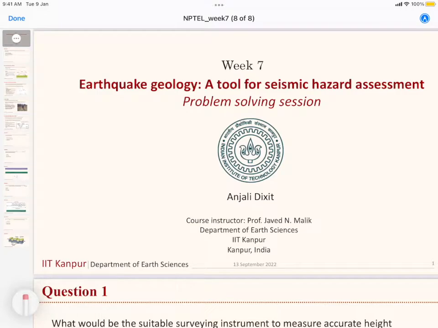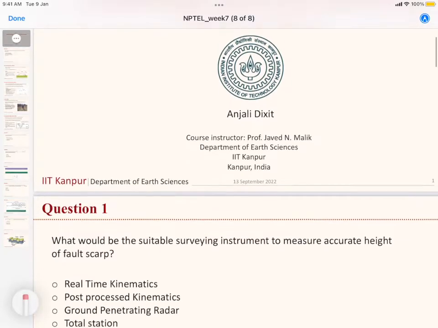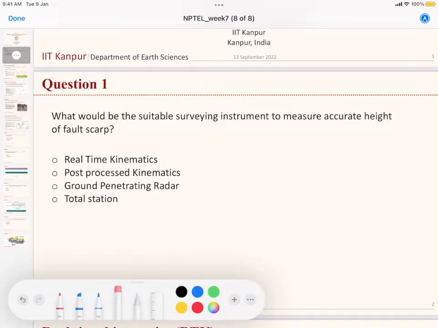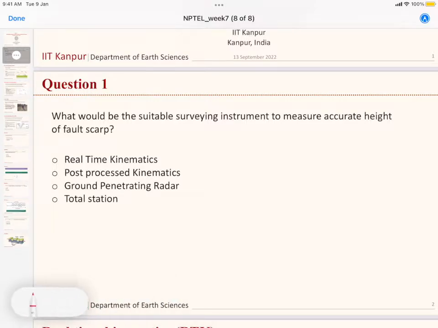So the first question that we have is, what would be the suitable surveying instrument to measure the accurate height of the fault scarp? I hope you are aware of what a fault scarp is, because in the last session we have covered it. We just want to measure what displacement has happened along the fault scarp.